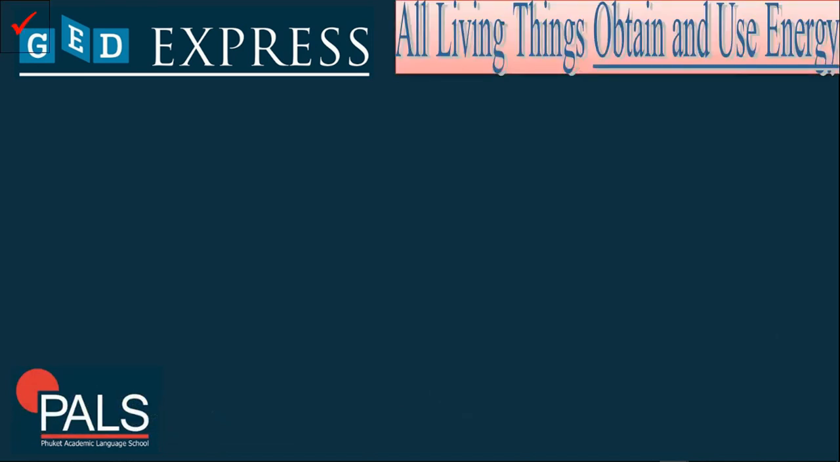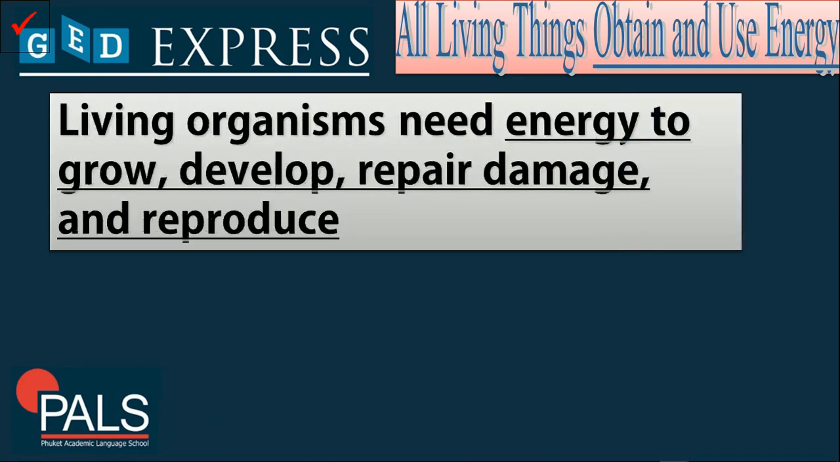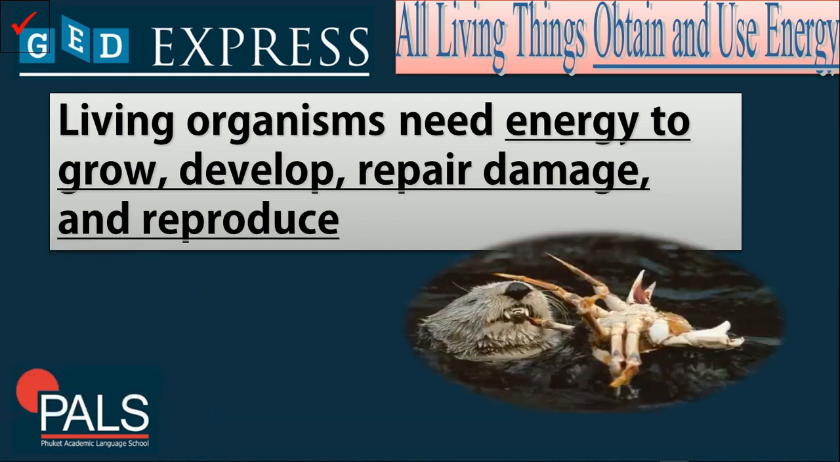Next we have another characteristic. All living things obtain and use energy. That means in order for them to perform work, they need to consume energy. So they need to eat something which also releases energy. Living organisms need energy to grow, develop, repair damage, and reproduce. So there is a consumption of other living things in order for that specific living thing to live.